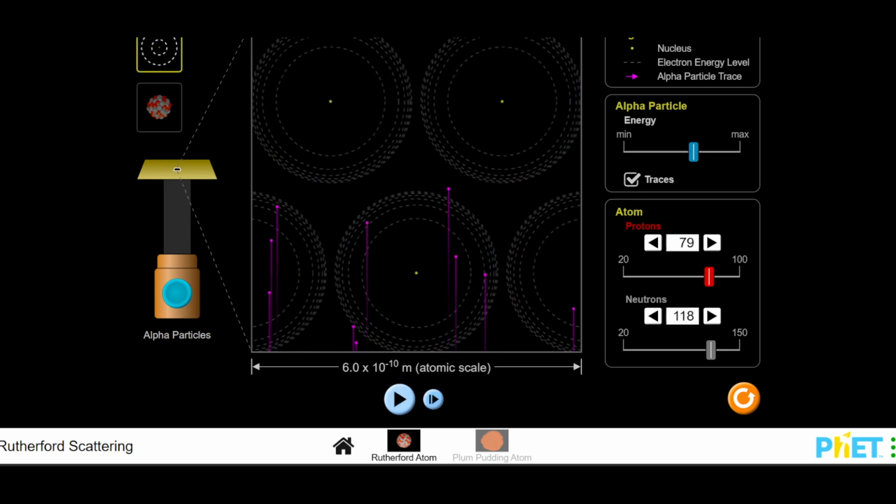So let's say that we still have the gold nucleus at the center, but now we are looking at many atoms rather than just one. This is a gold atom, this is a gold atom, this is also a gold atom, and so forth. We can see that there are multiple layers of gold atoms stacked on top of one another, right? Let's see what happens when the alpha particles try to go through them.